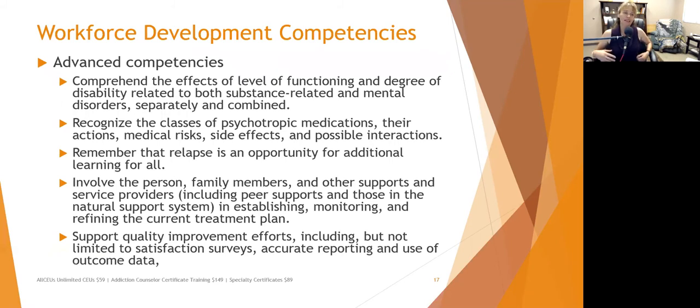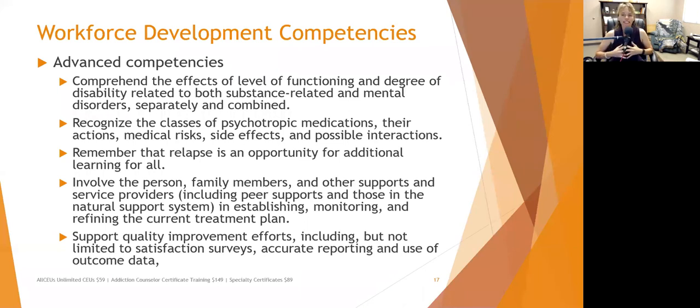Advanced competencies, and I struggle with calling these advanced. I think, if you're working with clients, you probably need these too. You need to be able to comprehend the effects of function of the disorders on people's level of functioning and degree of disability. So, when their mental health issues are symptomatic, that will impact their level of functioning maybe in substance abuse treatment and at work and in their relationships. So you need to know how that impacts everything. You need to know how a flare-up of their mental health impacts their relapse potential. You need to know how their substance use impacts their mental health diagnosis.